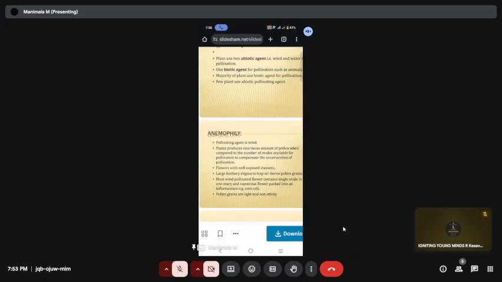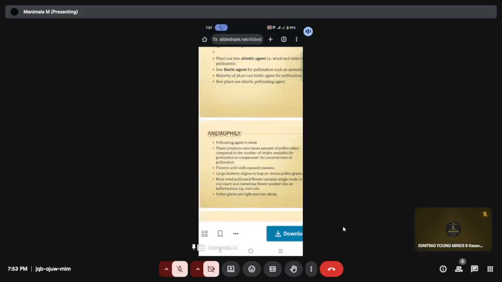If it takes place by birds, it is ornithophily. If it takes place by bats, it is chiropterophily. Like this, there are many animals involved, and the names vary based on them. If it takes place by snails, it is called malacophily. So we are going one by one.